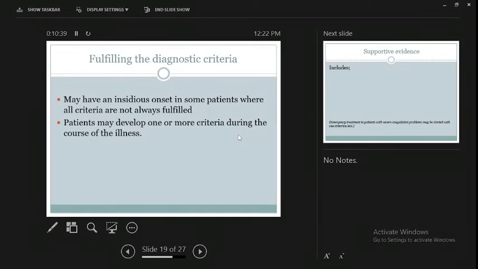And the other thing is, HLH may have an insidious onset in some patients where all criteria are not always fulfilled. Patients may develop one or more criteria during the course of the illness. Initially, all 5 are not there, but after some time, certain criteria develop. For example, your first bone marrow may be negative, and if you do a second bone marrow sometime later, it may be positive for hemophagocytosis. So, all this makes the diagnosis difficult.